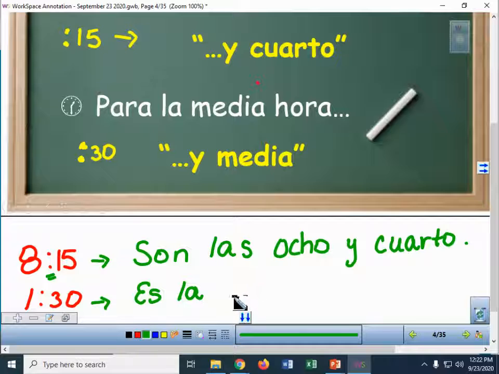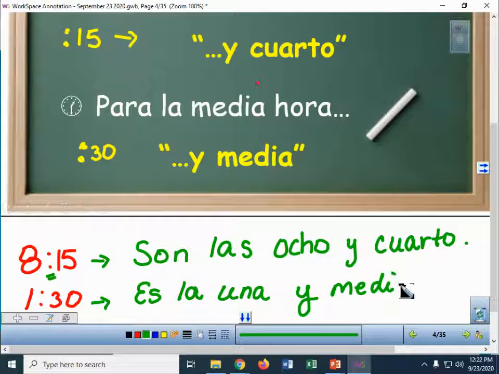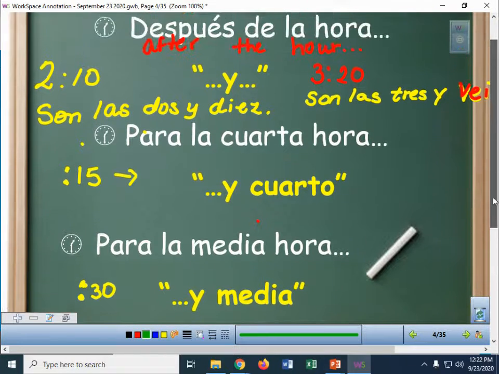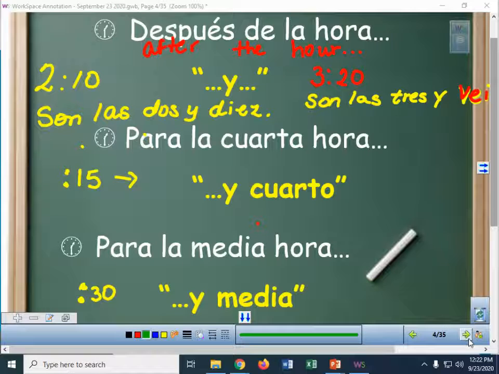Do I say uno or una? Una. Es la 1:30, media, because that's half of an hour. So es la 1:30. So this is how I use it. 8:15, son las 8:15. 1:30, es la 1:30. We're going to practice a little bit more with this later. So make sure you have this with you.